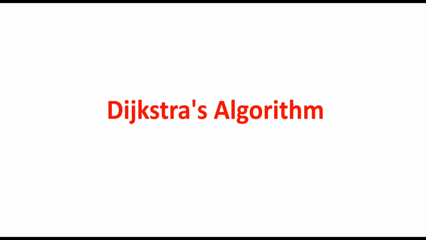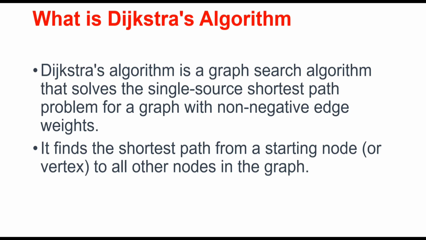Dijkstra's algorithm is a well-known algorithm in computer science and graph theory used to find the shortest path from a starting node, also called the source node, to all other nodes in a weighted graph. The graph can be directed or undirected and the edge weights must be non-negative. The algorithm works by iteratively selecting the node with the smallest known distance from the source and updating the distance to its neighboring nodes. It guarantees finding the shortest paths in a graph with non-negative weights.